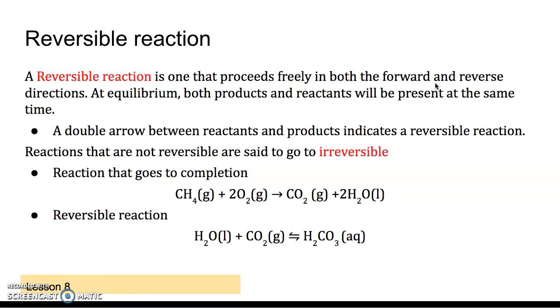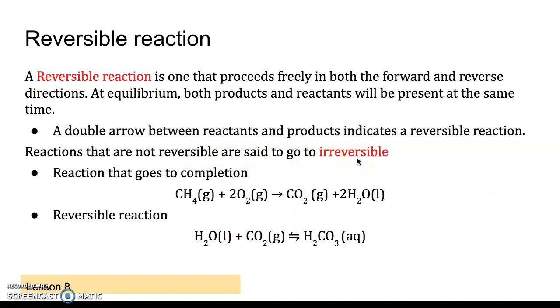So what does that mean for reactions? We need to think about reversible reactions. A reversible reaction, a reaction that goes forward and backwards, is one that proceeds freely in both forward and reverse directions. At equilibrium, both products and reactants will be present at the same time. A double arrow between reactants and products indicates a reversible reaction. Reactions that are not reversible are called irreversible.